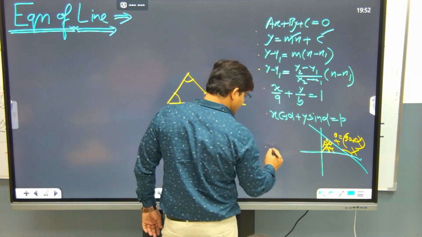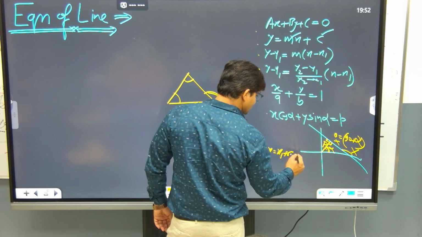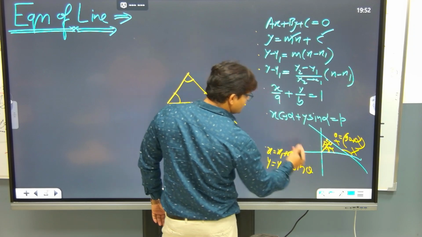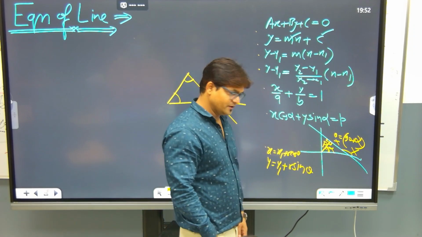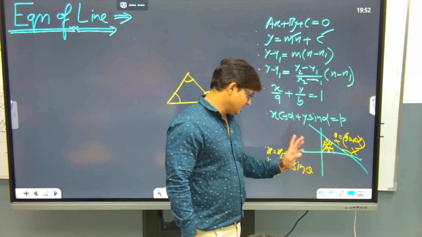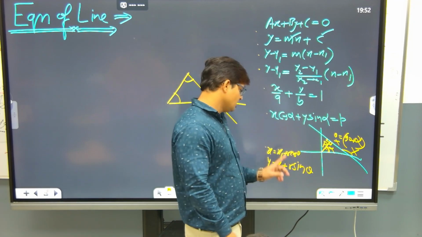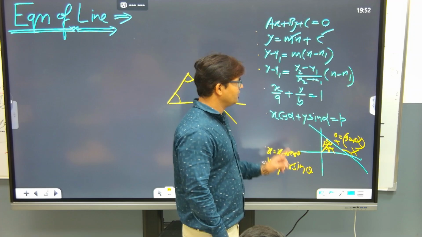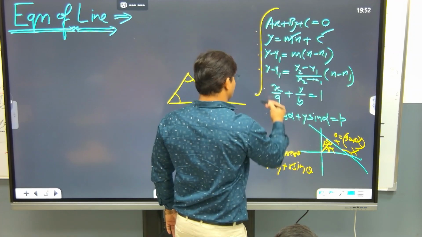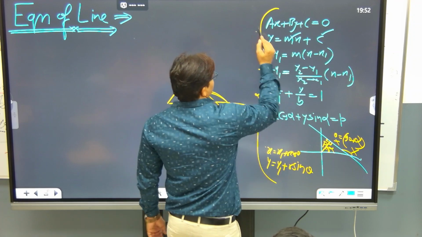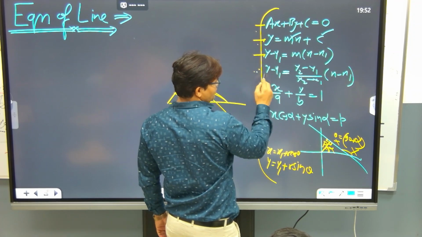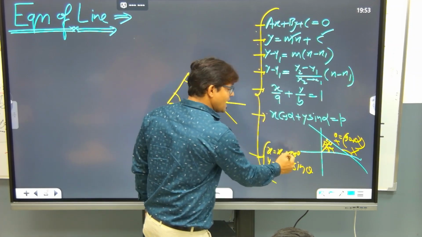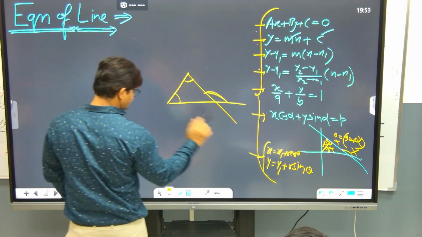Now after this, one is parametric form. X equals to x1 plus r cos theta, and y is equal to y1 plus r sin theta. This is parametric form where x1, y1 is a fixed point. Theta is the angle of inclination of line and r is a distance from the fixed point x1, y1 to the moving point x2, y2. In line we have only 7 forms: general, slope intercept, 1 point slope, 2 point form, intercept form, normal form and parametric form. In parametric, r is a distance-based parameter and theta is the angle.